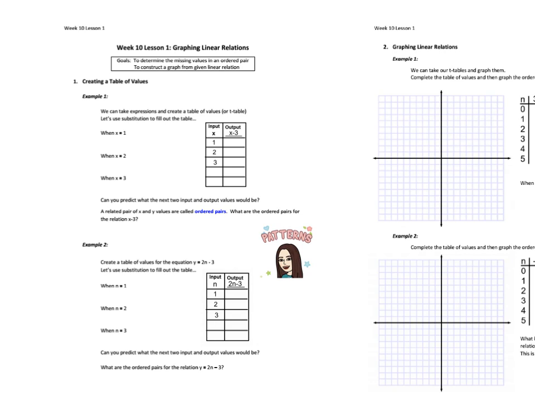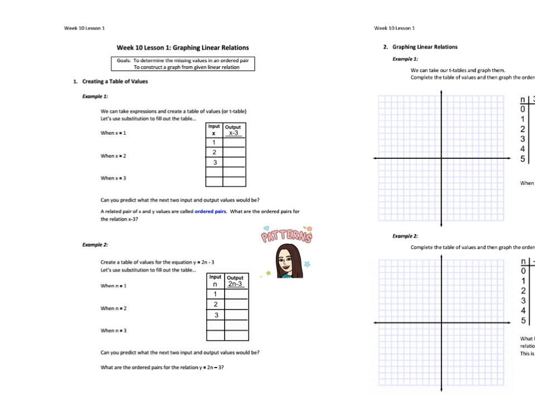Alright, this week we're going to start graphing our linear relations. This week's goal, we're going to determine the missing values in an ordered pair, and we're also going to construct a graph from a given relation. It's going to be in a table form. We're also going to look at how to create your table of values when you're given information.